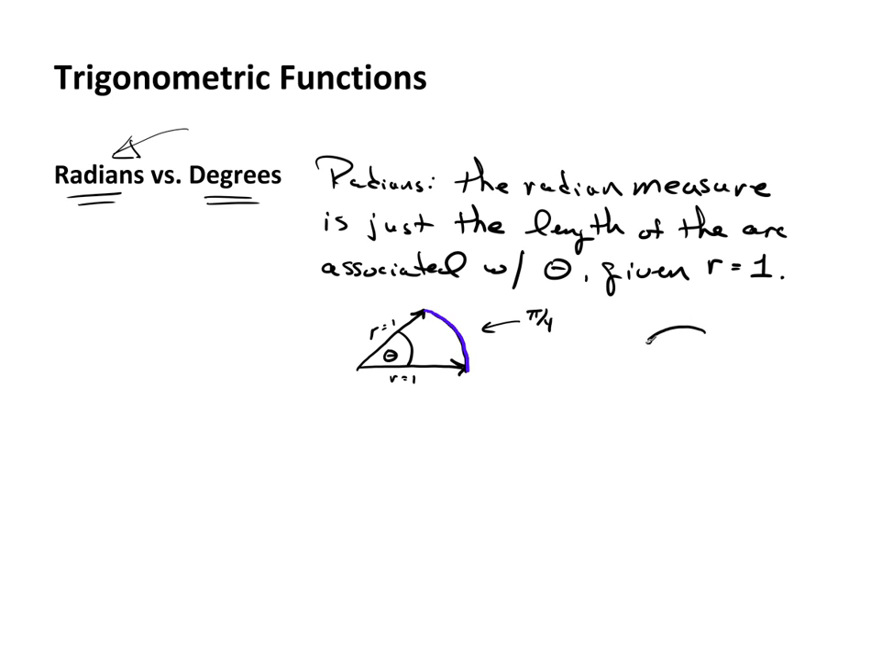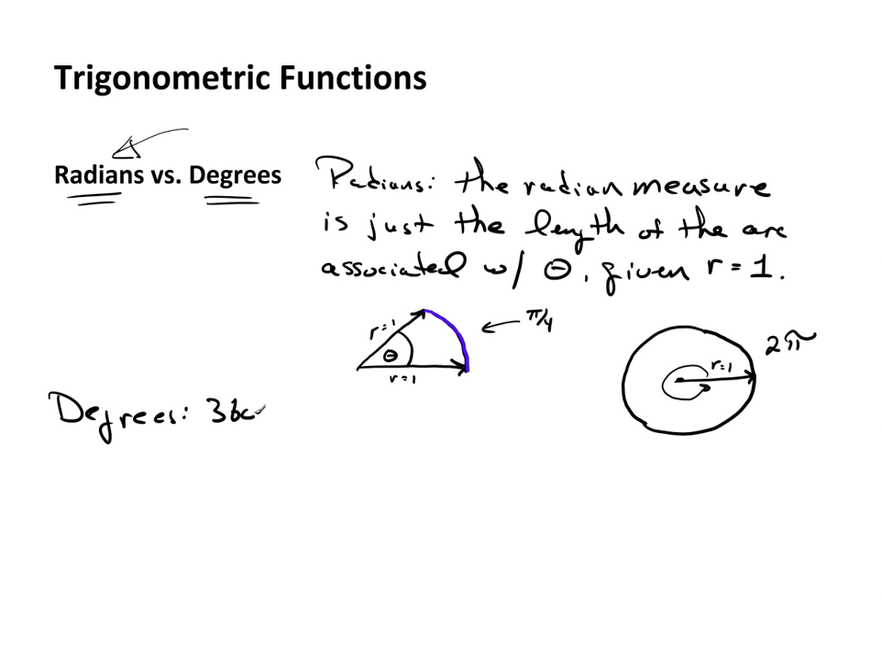Now a full circle, if I go all the way around with a radius of 1, that has a length of 2 pi. When I say length, I'm talking about the measurement of the circumference here, because the arc length is all the way around. Now, degrees, as I'm sure you recall, there's 360 degrees in a circle.